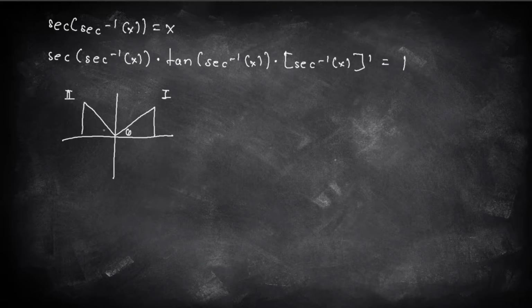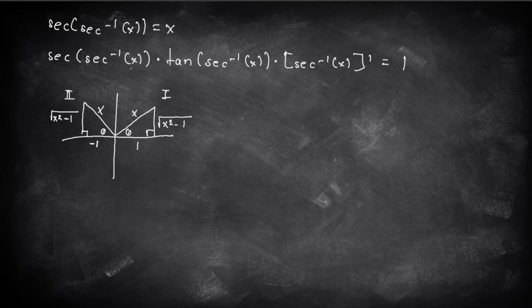Let's call that theta, and 90 degrees. Secant is the hypotenuse over the adjacent. Since it's x, it's going to be x over 1. Using the Pythagorean theorem, the opposite side is going to be the square root of x squared minus 1. Okay, so let's put a negative 1 here.